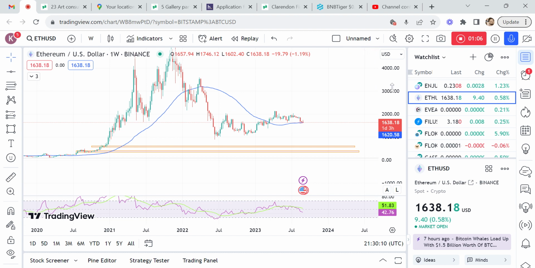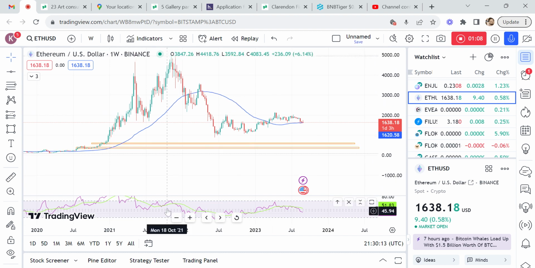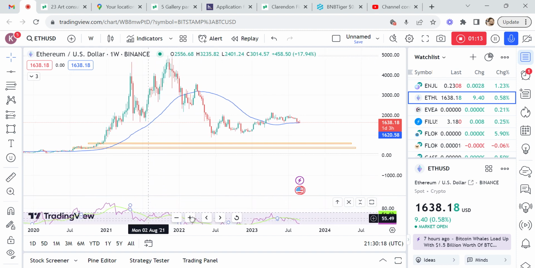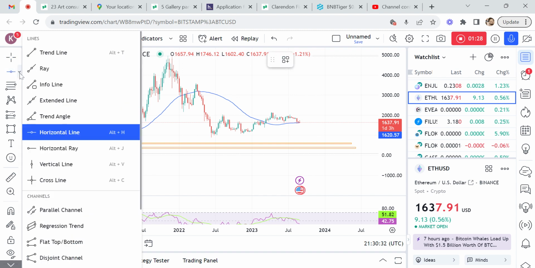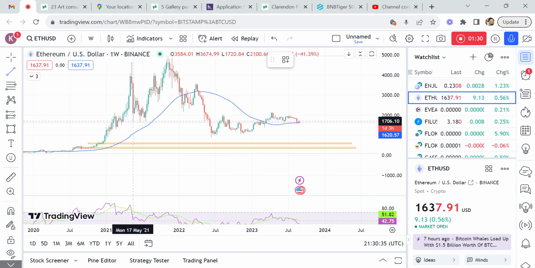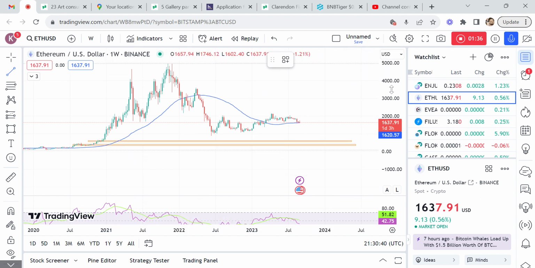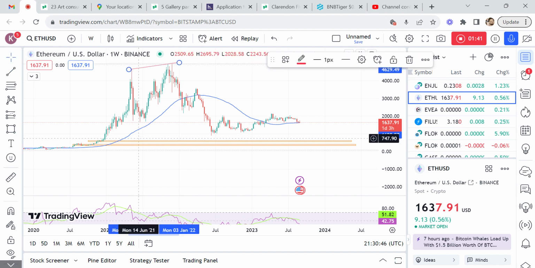So what do we see here? This is our weekly chart. And from all indications, Ethereum is bearish. When was the bear trend established? This is our weekly chart. So on the weekly chart we had a higher high, but here on the RSI we had a lower low.